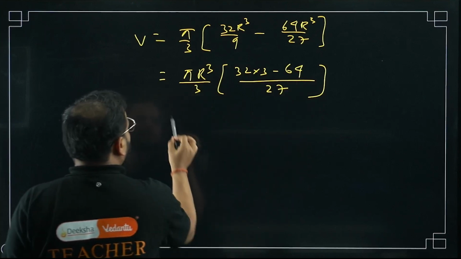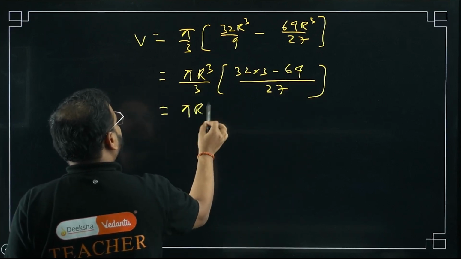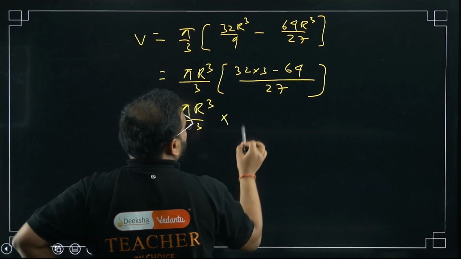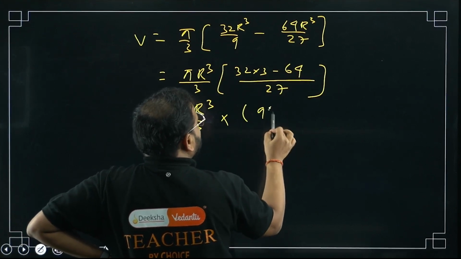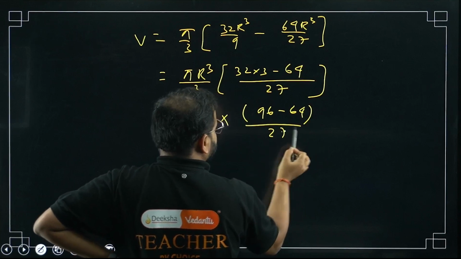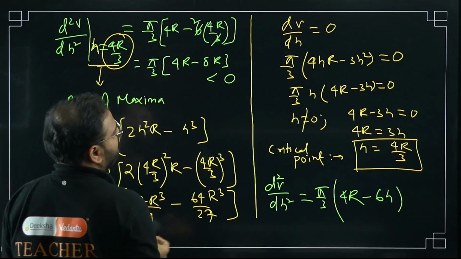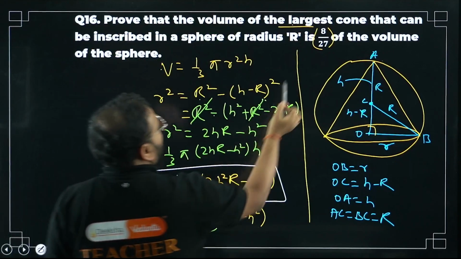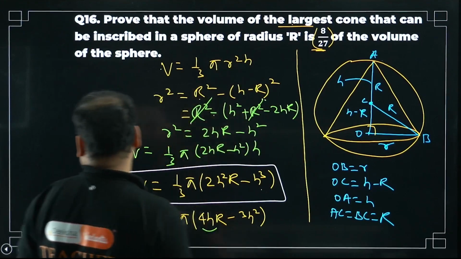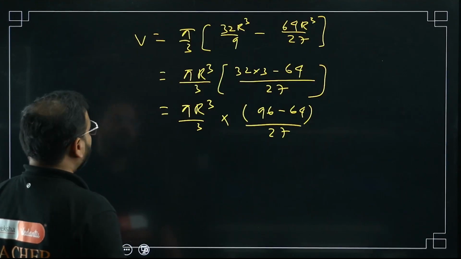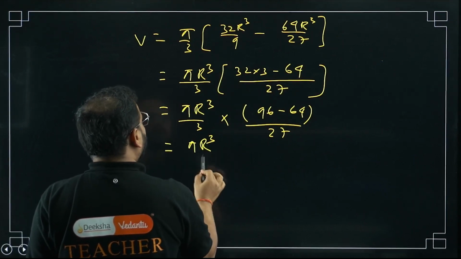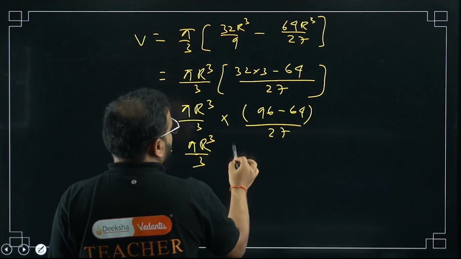Please cross check. What am I getting? Pi r cube by 3, what is that, sir? 96 minus 64 upon 27. We had to get 27 only. Please check the question. We have to get what? 8 by 27 times of the volume of sphere. Something like that is coming. Good for us. Please check. Pi r cube by 3. Please check it out. How much is this?